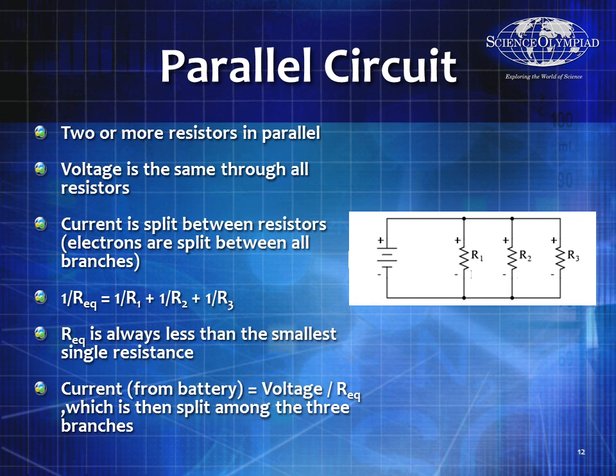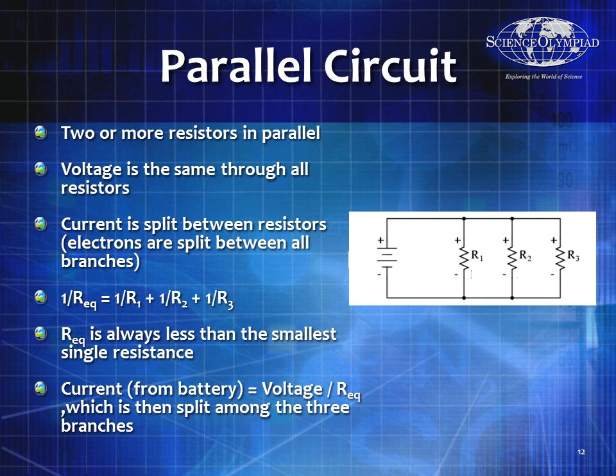In other words, each electron or each hole takes a different path. So the official equation is 1 over R equivalent is equal to 1 over R1 plus 1 over R2 plus 1 over R3, and however many other resistors you have in parallel. R equivalent in this case is always going to be less than the smallest single resistance. Remember, the electrons will always take the path of least resistance.